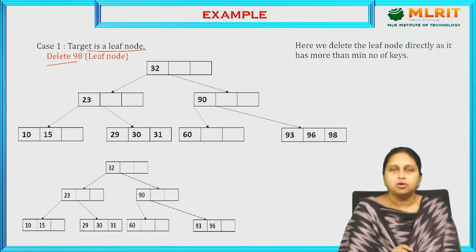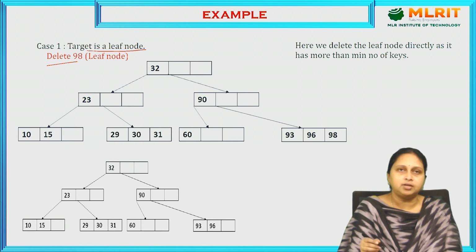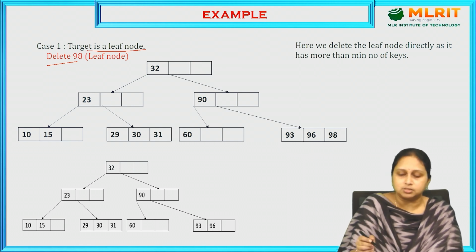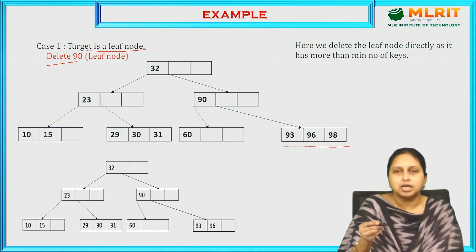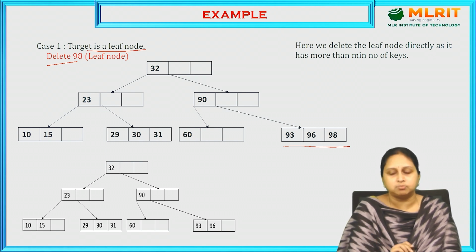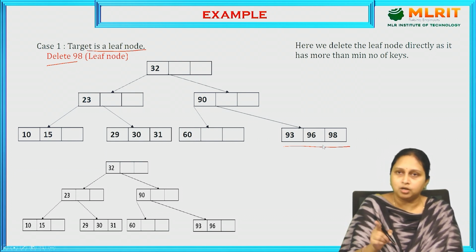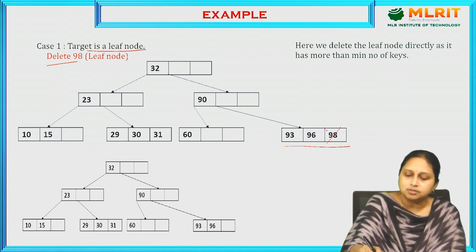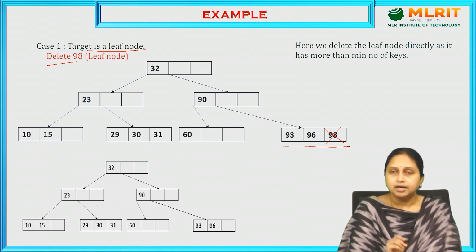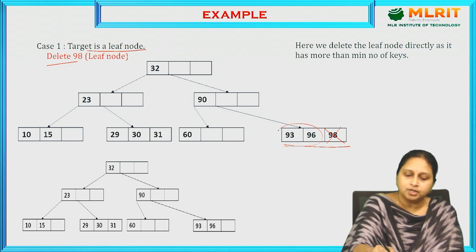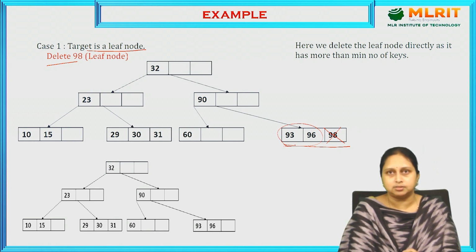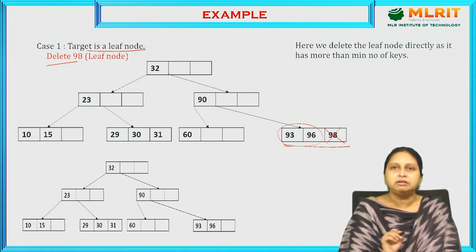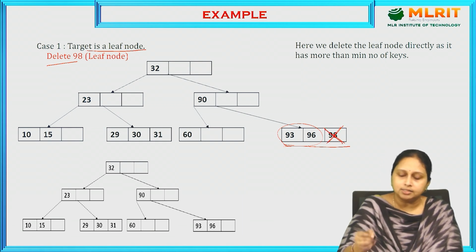What is the condition we have? If the leaf node has more than the minimum number of keys. Just observe this node. It can maintain only one key as minimum, but it has 3 keys. No problem. I can directly delete this 98. After deleting it, you can check how many keys it has. It has 2 keys, that is 93 and 96. That is, it is maintaining the minimum number of keys. That's why you don't have any problem. We can directly delete this 98.